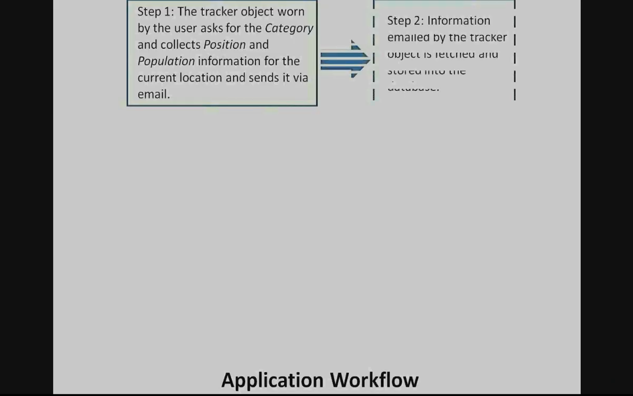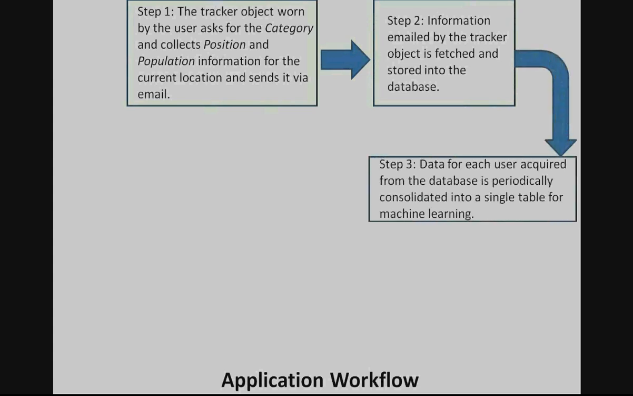This constitutes steps 2 and 3 in our application workflow, where the email is processed and stored in our database. Automatically, as new data is read into the database, we consolidate the data from multiple users into a single table for machine learning, so our software supports multiple users at the same time.